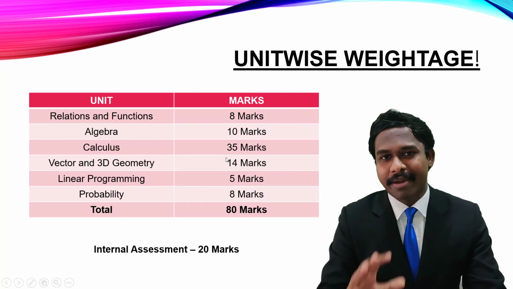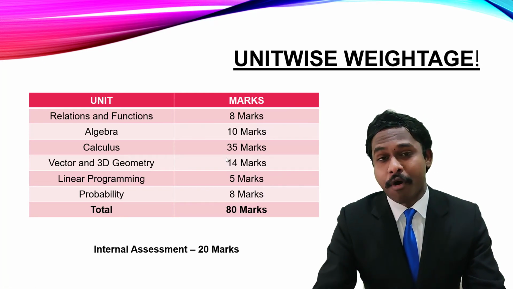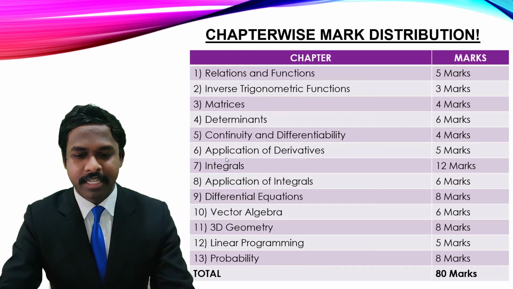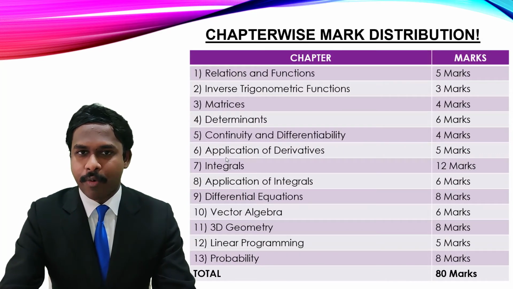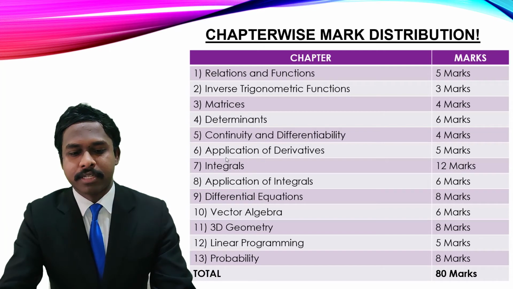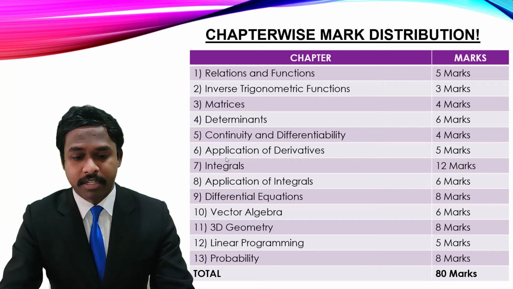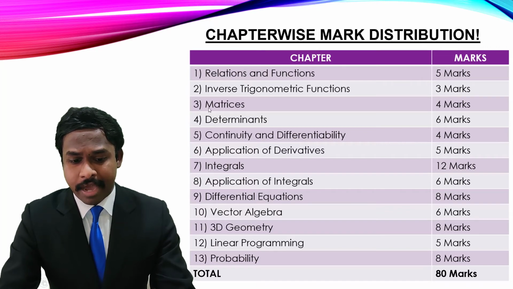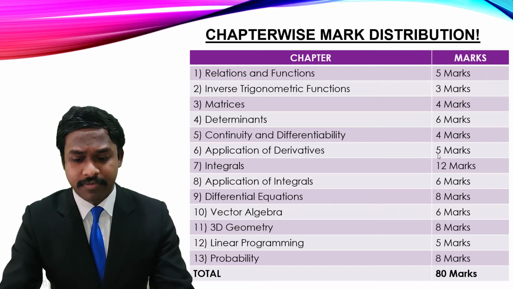So let me talk about the mark distribution for each and every chapter. This is the chapter-wise mark distribution. Right here, as you can see, you have 13 chapters, and these are the chapters and these are the marks. Relations and functions carry 5 marks. Inverse trigonometric functions carry 3 marks. We have matrices, which carry 4 marks. Determinants, 6 marks. Continuity and differentiability, 4 marks. Application of derivatives, 5 marks. Integrals, 12 marks. And application of integrals, 6 marks.